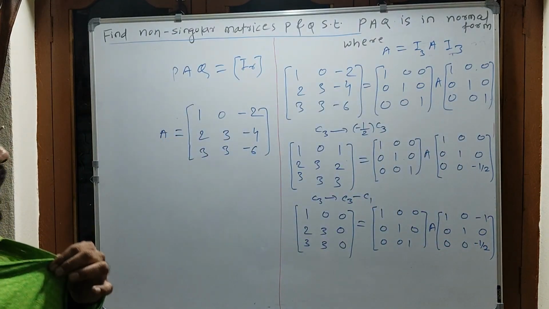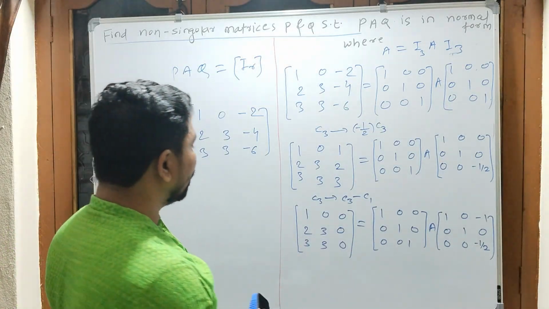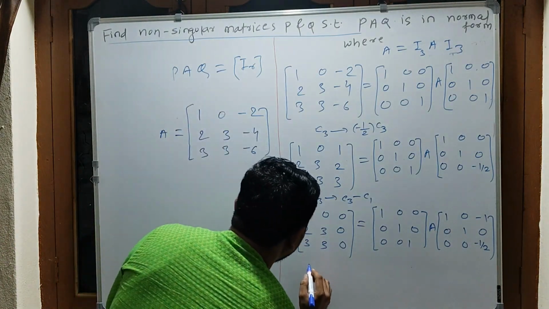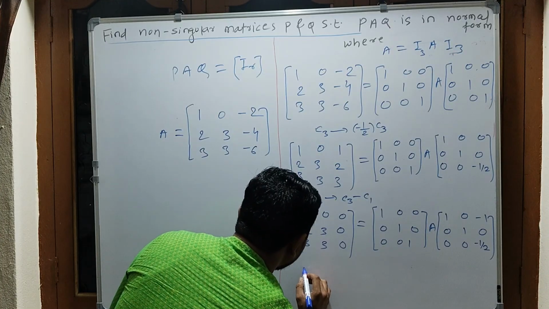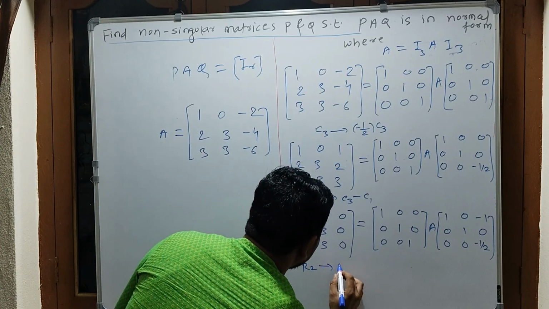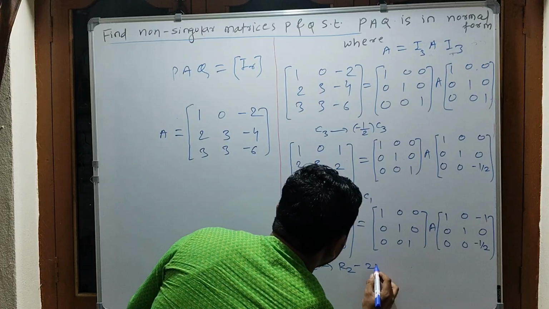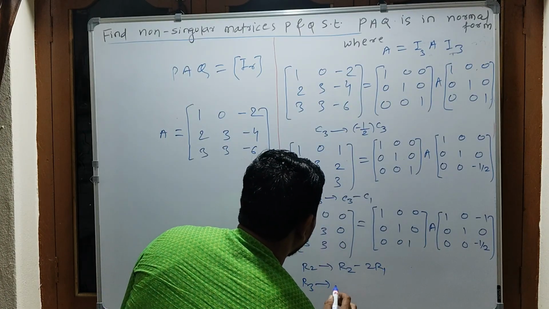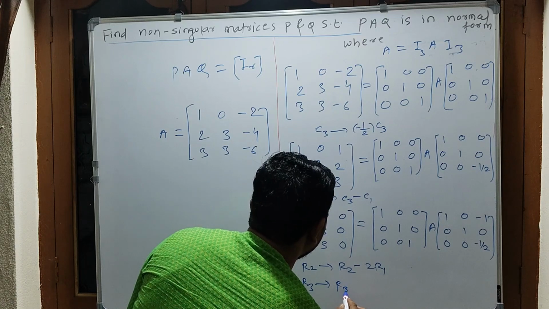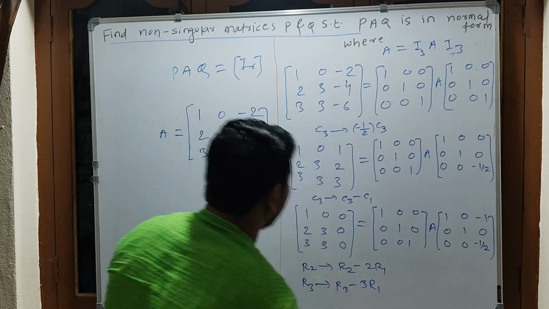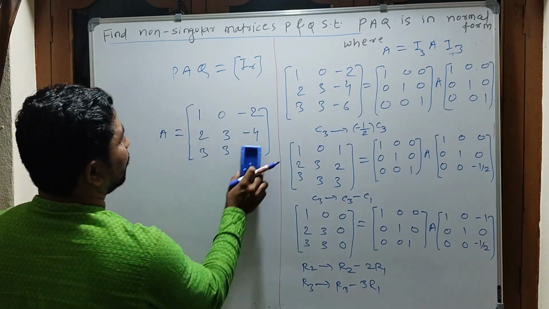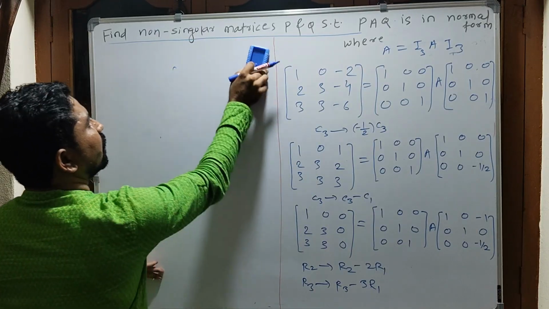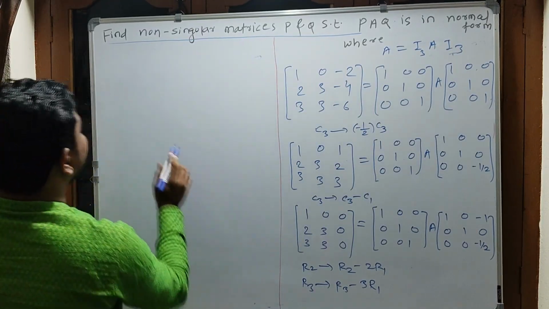Now I want to convert this 2 and 3 to 0. So here I will apply the elementary row operation as R2 changes to R2 minus 2 times R1 and R3 changes to R3 minus 3 times R1. So here I will copy this. Now tell me the resultant matrix here.